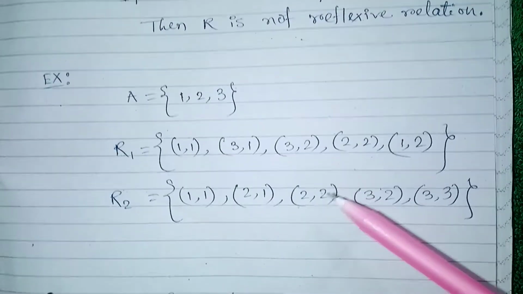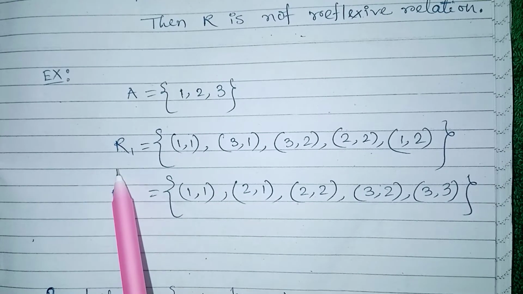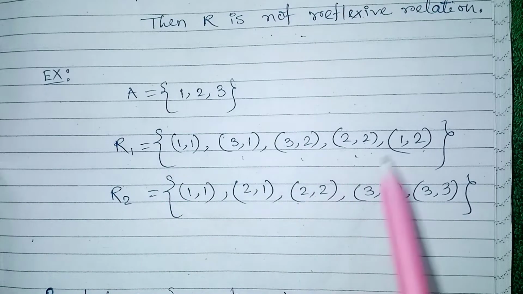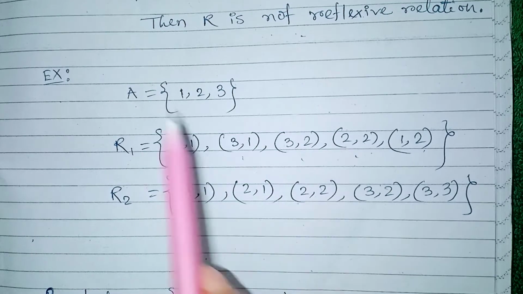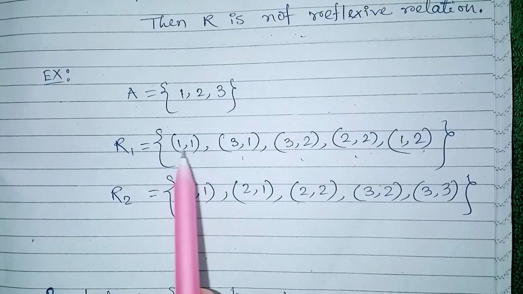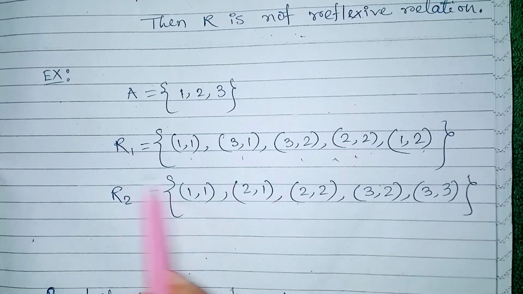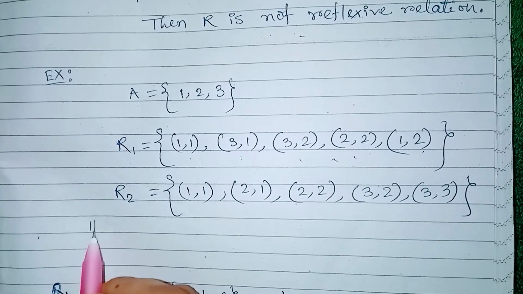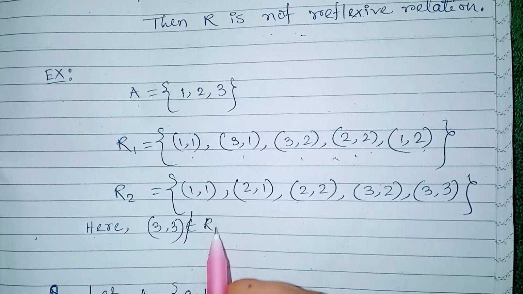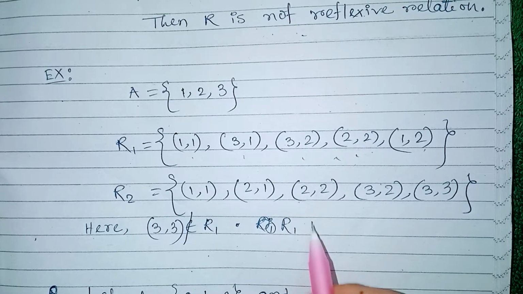Here is an example. Suppose A is equal to {1, 2, 3} given. And R1 is the set {(1, 1), (3, 1), (3, 2), (2, 2), (1, 2)} given here. And you can see here A contains 1, 2, 3. So here obviously (1, 1), (2, 2) and (3, 3) should be present. Here you can see (3, 3) does not belong to R1. So that's why R1 is not reflexive.